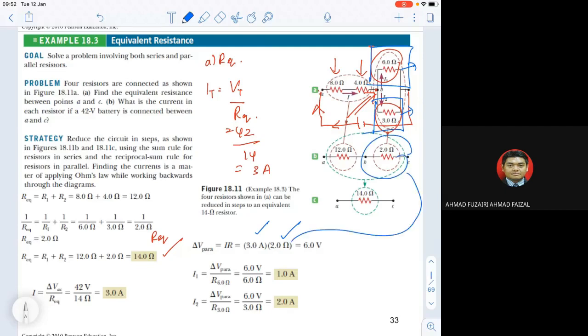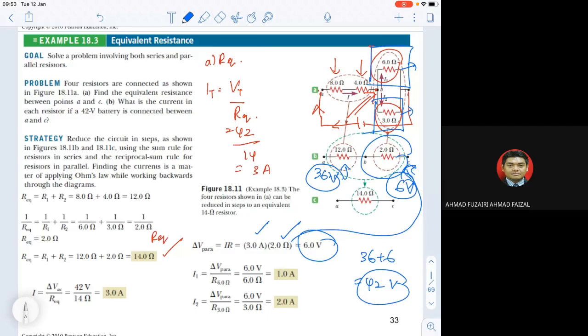How can they get 2 here? Based on this part, the current flows through 12 and also through 2, so it's considered as a 6 volt drop. So 42 minus 6 is around 36. 36 volts here and just 6 volts here. And if you add 36 to 6, you get 42 volts. So this is the V total.